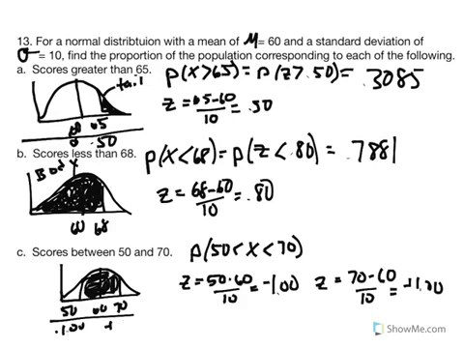Let me go back there. +1. And again, rewriting this, we could say, what is the probability of obtaining a z-score that's greater than -1, or that is less than +1. And this may look familiar to you.